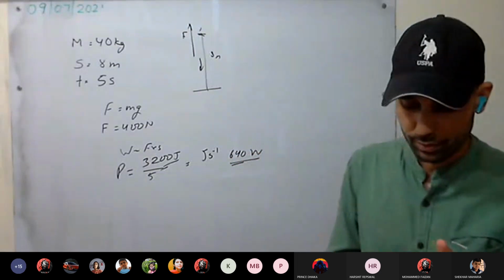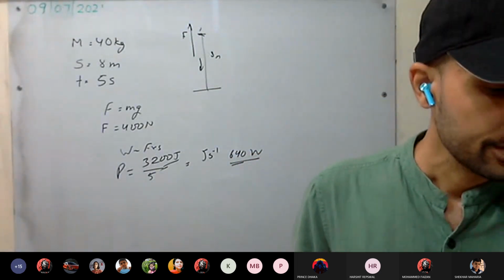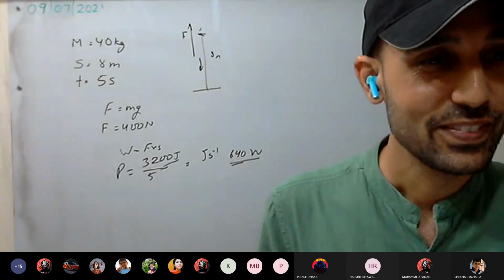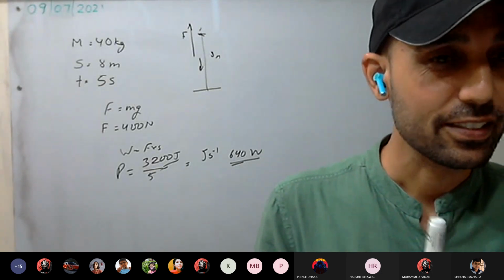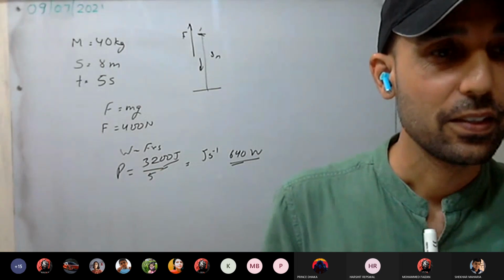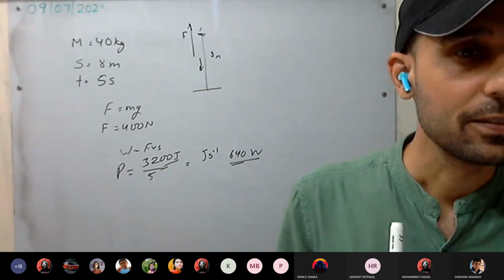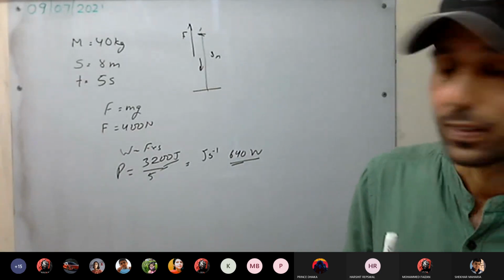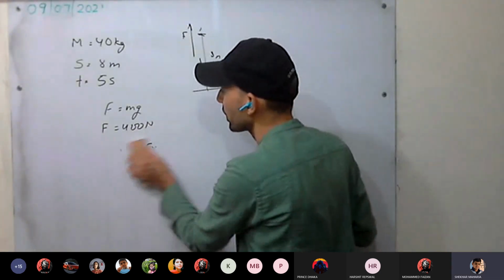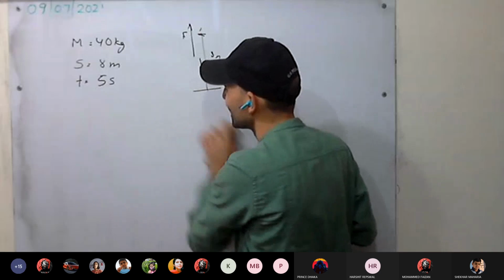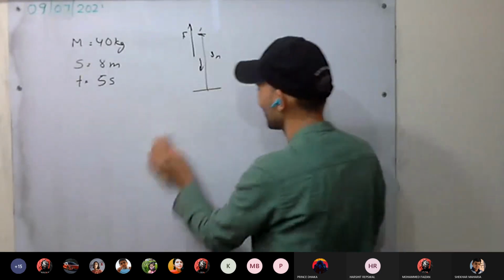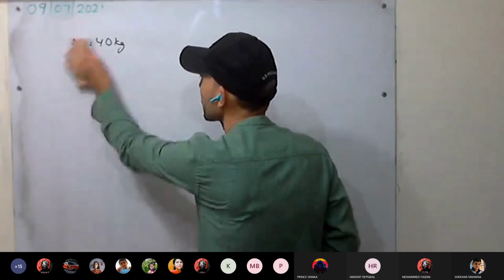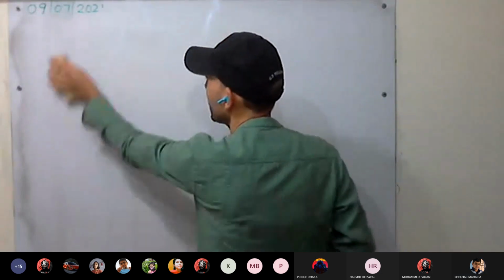Is this clear to all? Yes, sir. Who said no? Is it clear or not? If not, I can explain again. Anyone saying no? Okay. No one is saying no. This is clear. Power we calculate. Read the next question.